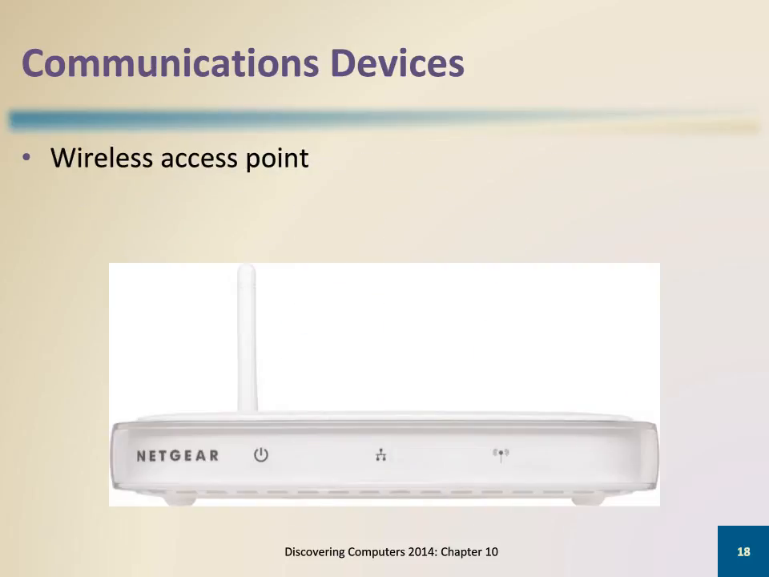A wireless access point is a central communications device that allows computers and devices to transfer data wirelessly among themselves or to a wired network. Wireless access points have high-quality internal or external antennas for optimal signals.